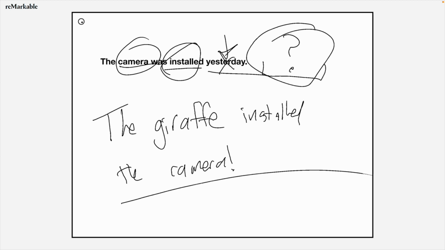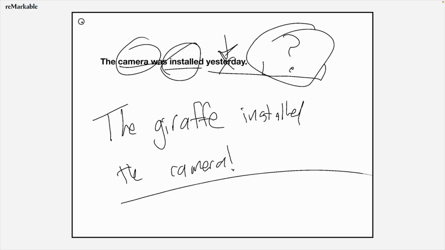The hardest part of this is going to be figuring out or recognizing the fact that you don't know who or what is doing the verb. This is the biggest problem I see when students try to rewrite it. They don't even recognize this huge question mark. They don't even see that they don't know who's doing the action.